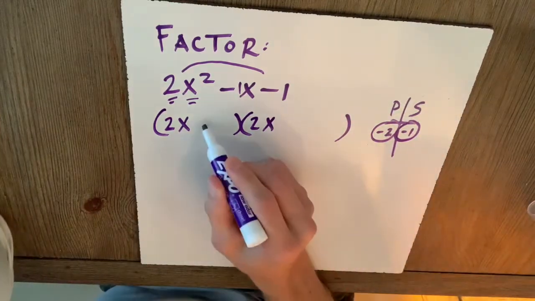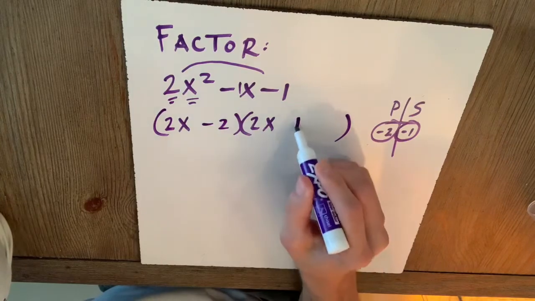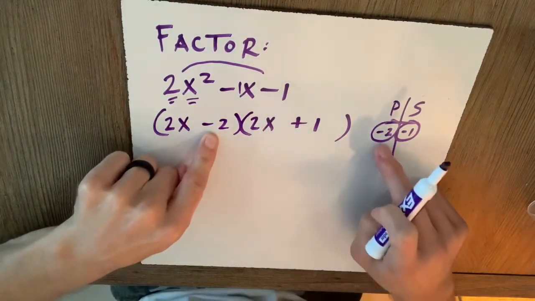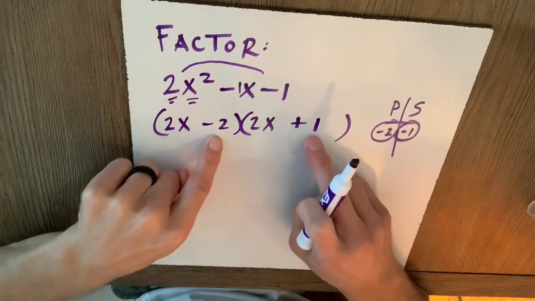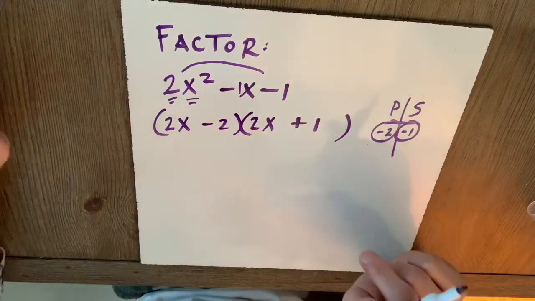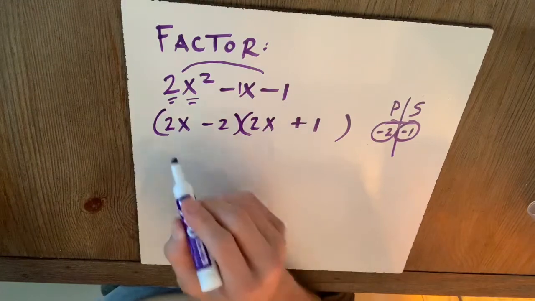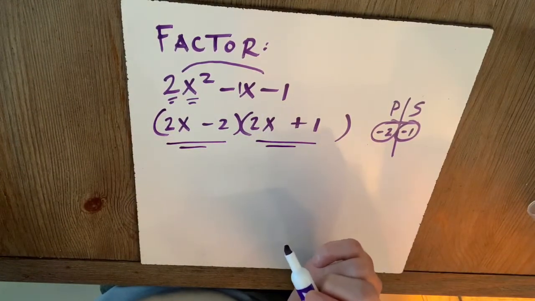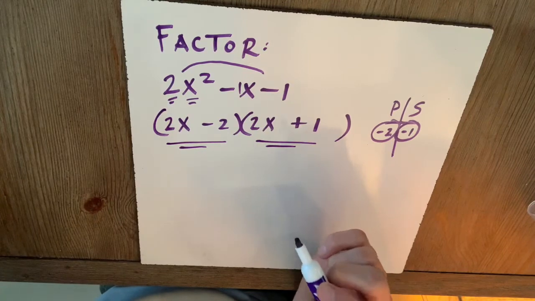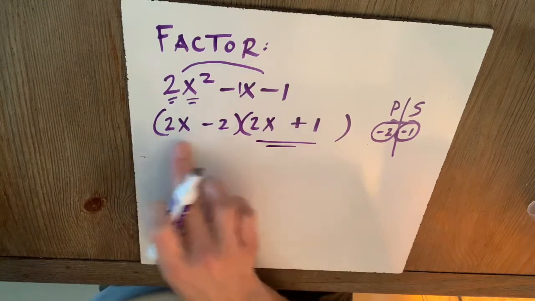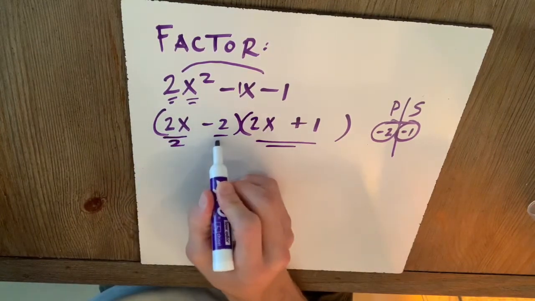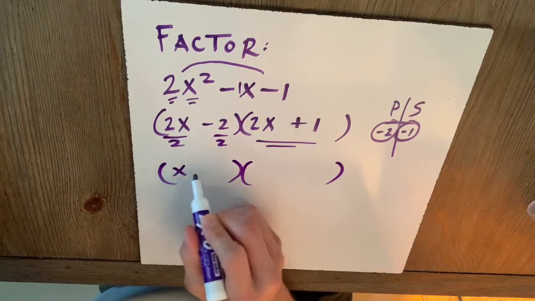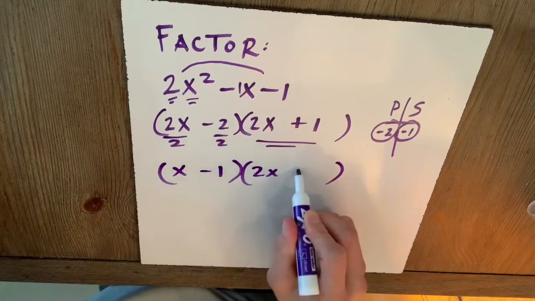Well, that can be negative 2 times positive 1. Let's see, negative 2 times positive 1 multiply to negative 2, and negative 2 plus 1 adds to negative 1. Now, to simplify, I look at each binomial separately and I ask, can I divide each term of the binomial by something to make it more simple? And clearly, I can divide this by 2 and 2. So I get x minus 1, 2x plus 1.